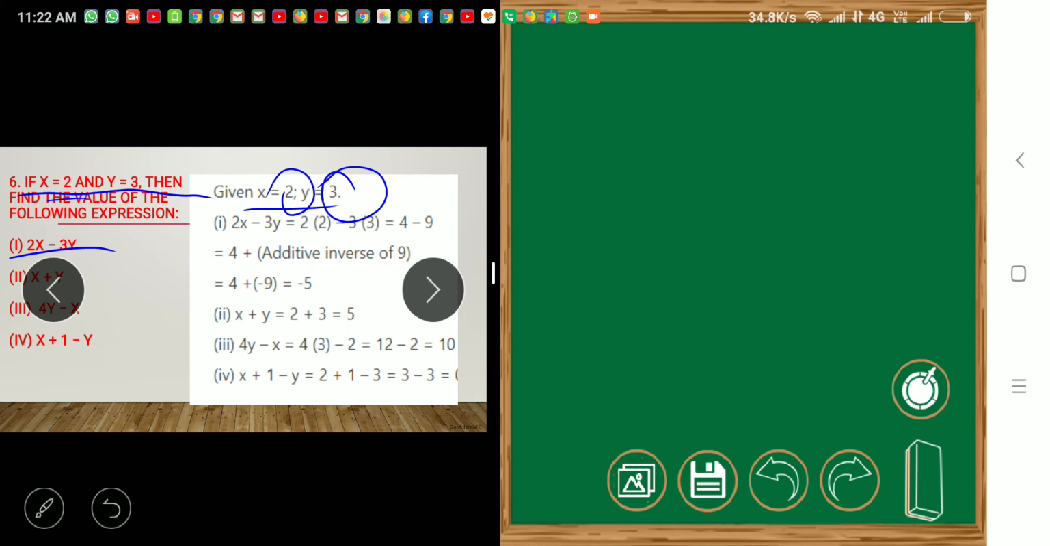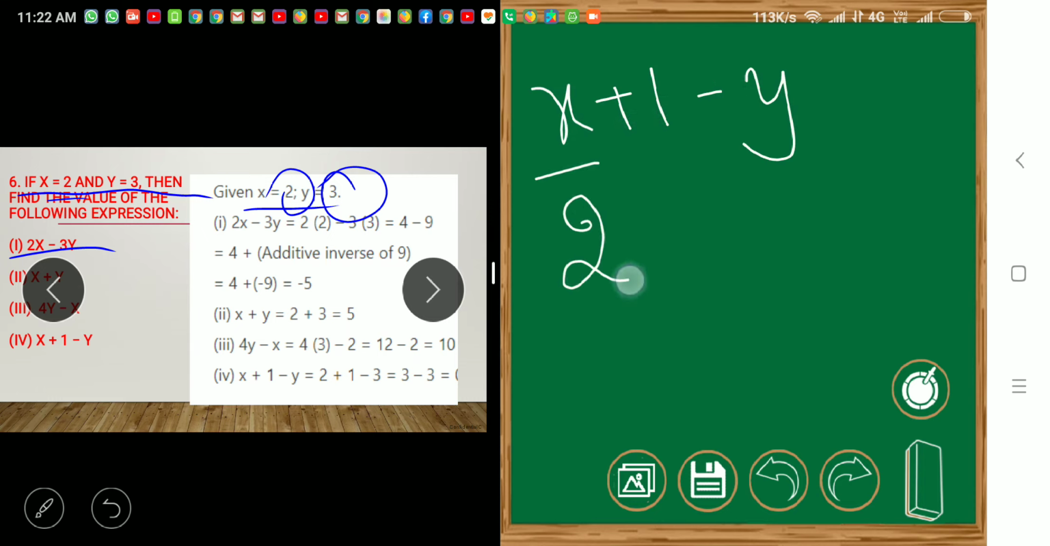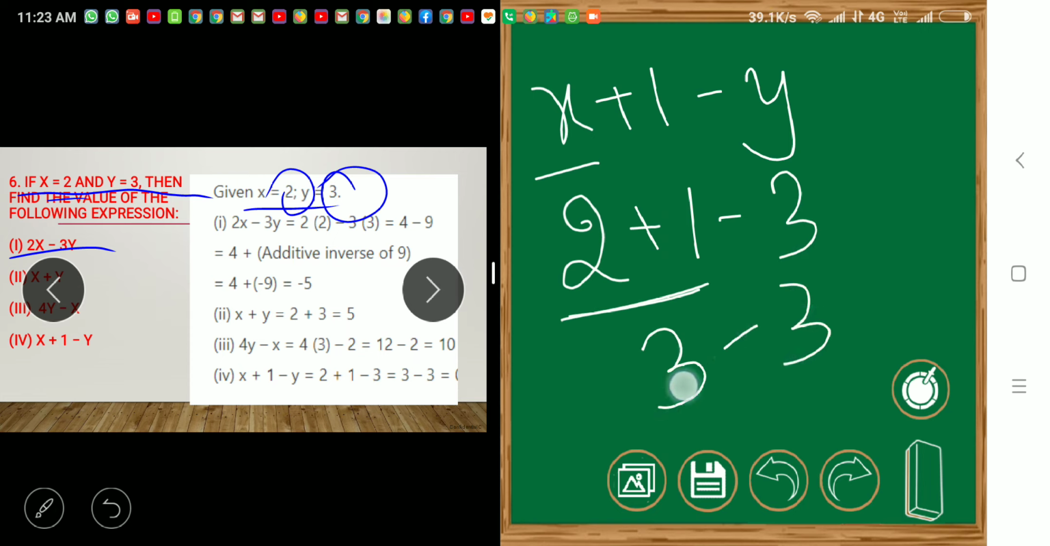Next, x plus 1 minus y. What is the x value? It is 2. And plus 1, you write as it is. And minus also you write as it is. Y is 3. First add these two numbers. 2 plus 1, 3. 3 minus 3. 1 plus number, 1 minus number, cancelling means we will get the answer as 0.